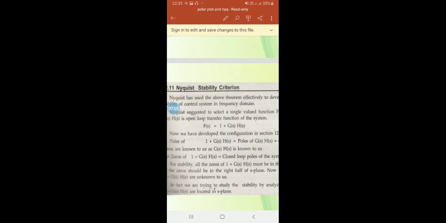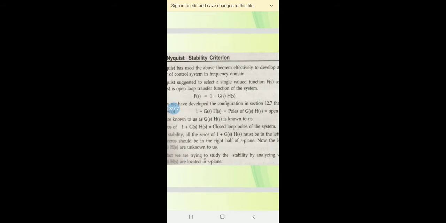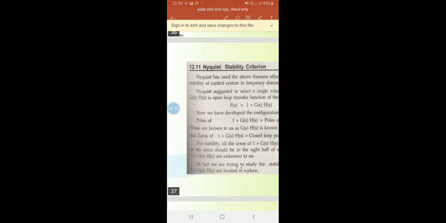Next we'll see about the Nyquist stability criterion. Whatever is the above mapping theorem, it has been used effectively to develop a criterion to study the stability of a control system in the frequency domain. The criterion which has been developed to study the stability of a control system using the above mapping theorem is called the Nyquist stability criterion, that too in the frequency domain.